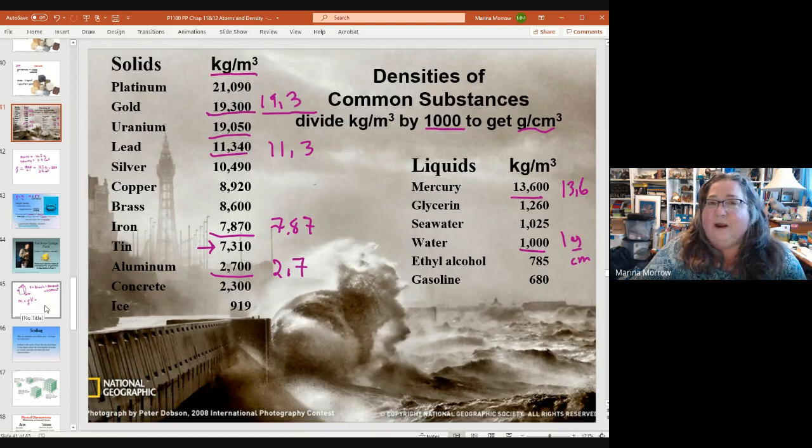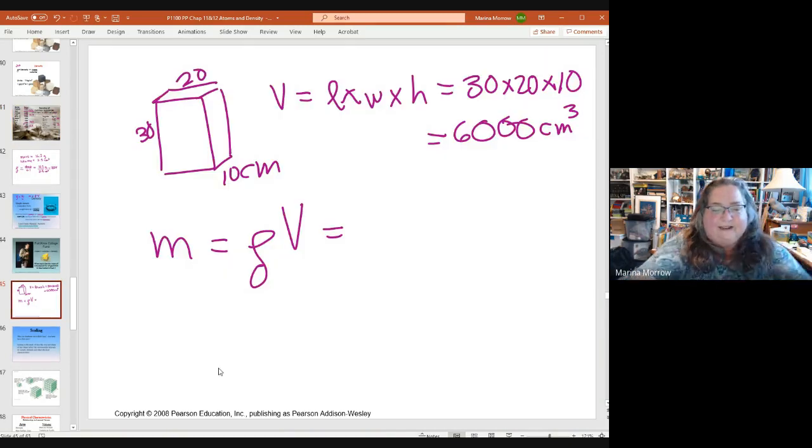So you look at your problem. Is your problem using meters? Then you want to use the density in kilograms per meter cubed. Does your problem have centimeters? Then use the grams per centimeter cubed. Okay, so we need 19.3. So that's our density.